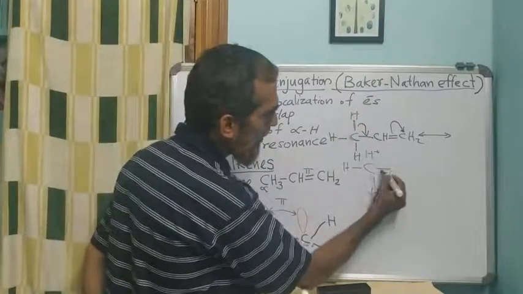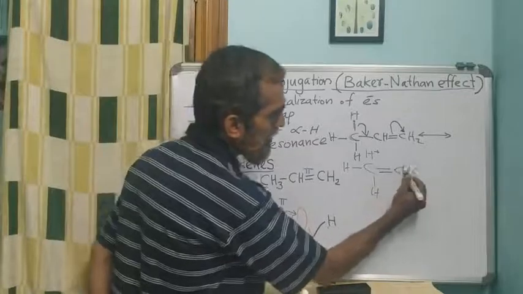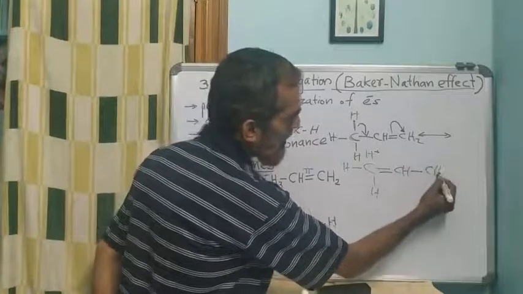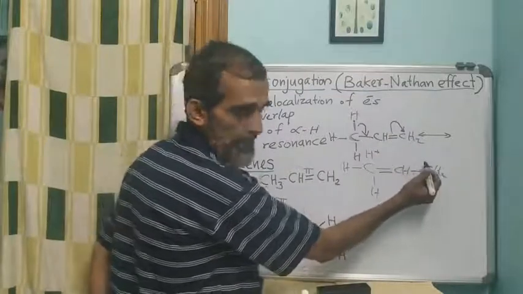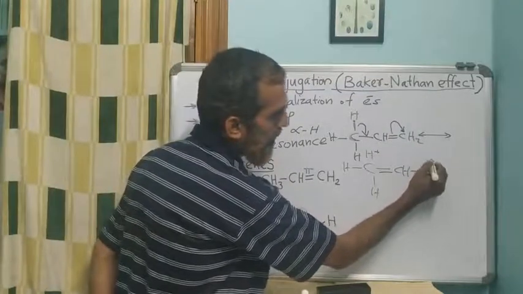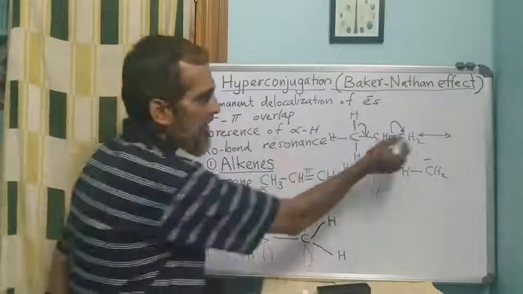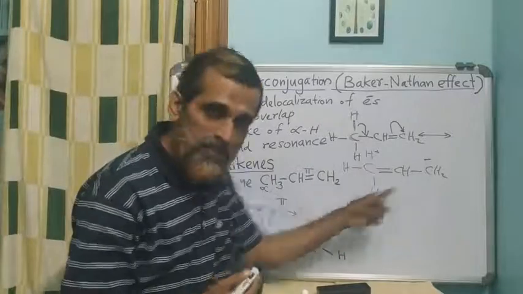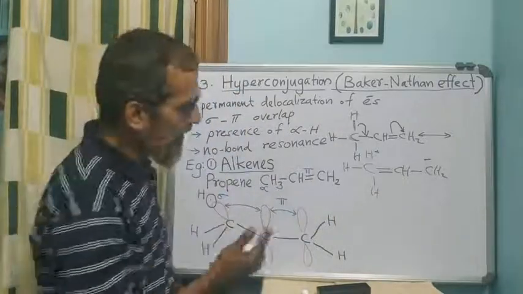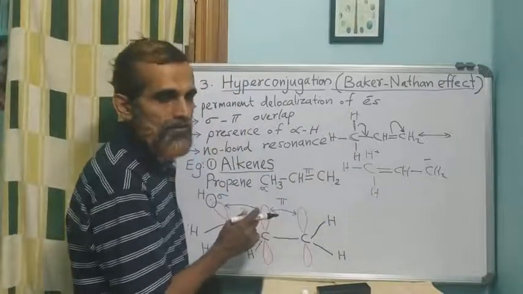This becomes double bond CH, becomes single bond CH2, and this pi bond gets localized on this carbon, so there's a lone pair and a negative charge. This is neutral, and this structure has 1 plus and 1 minus, so the total charge is 0. So this is one hyperconjugative structure.